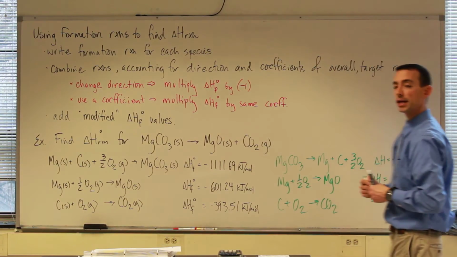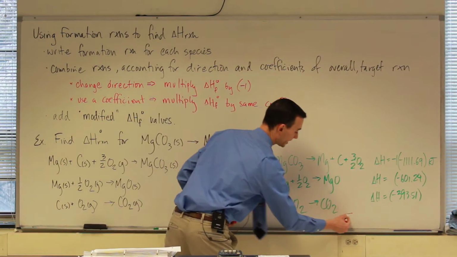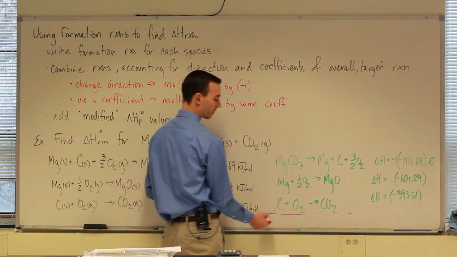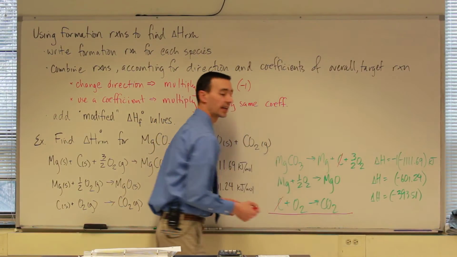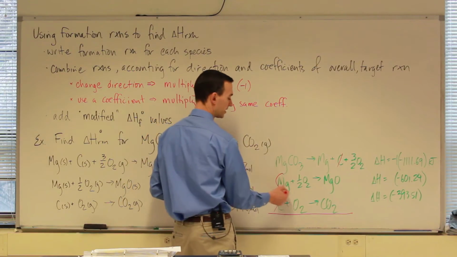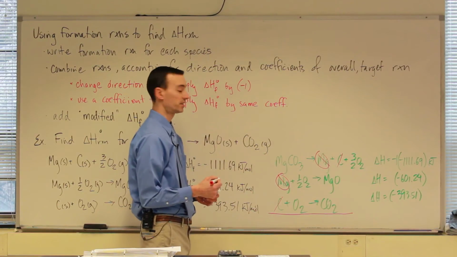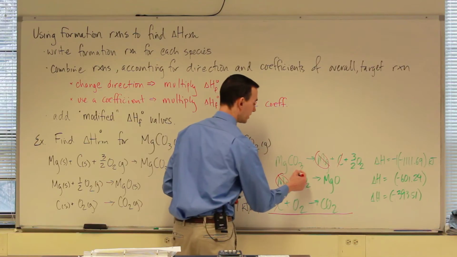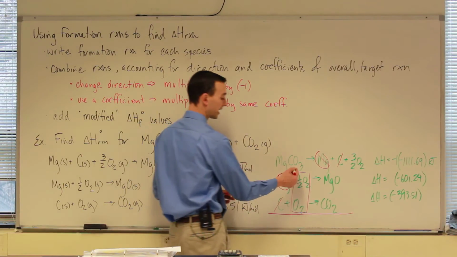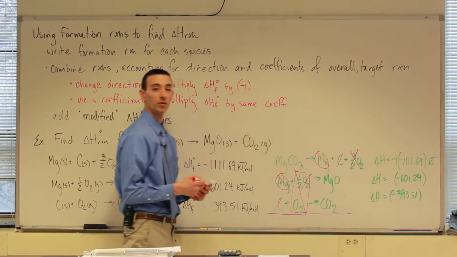So if you've set up your formation reactions correctly, when you then go to add them together, you'll get cancellation. For example, my carbon from my carbon dioxide reaction cancels with the carbon from the magnesium carbonate reaction. My magnesium from the MgO reaction cancels with the magnesium from the MgCO3 reaction. And this total amount of oxygen, it's in two different parts, but that's 1.5 moles of oxygen canceling with 1.5 moles of oxygen.